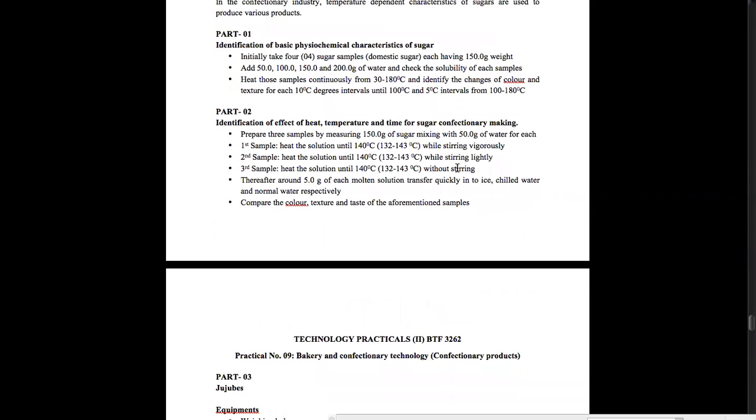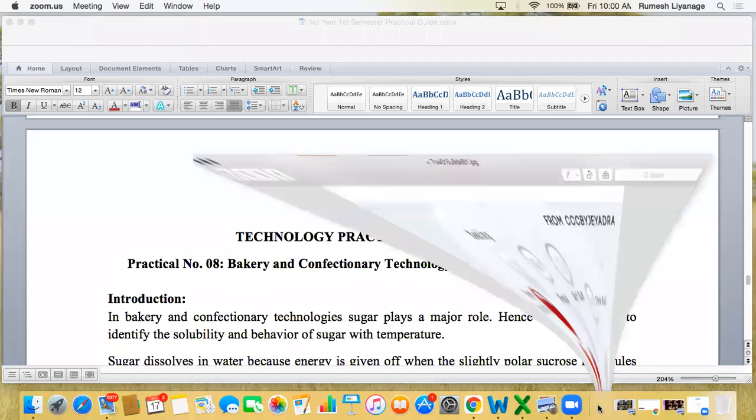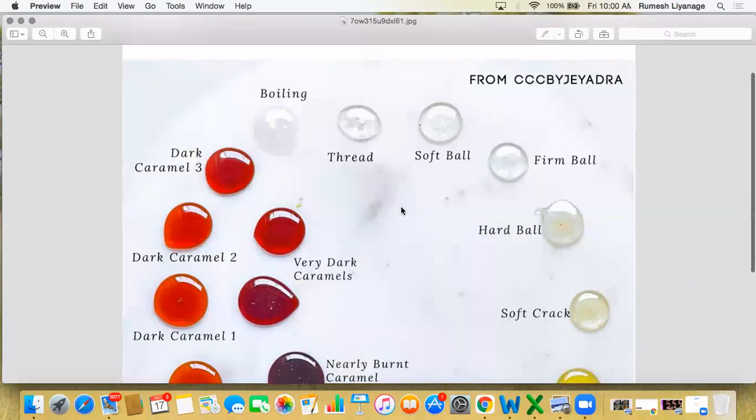Then under part 2, we are going to identify the effect of heat, temperature and time on sugar confection making. Here also, several samples have been prepared, and we are going to heat those samples at different temperatures and get their characteristics and observations. So I will show you some pictures. Hope you can see the picture.